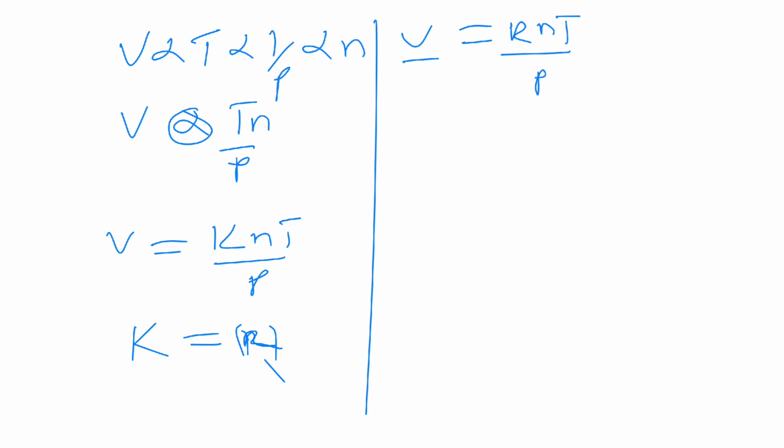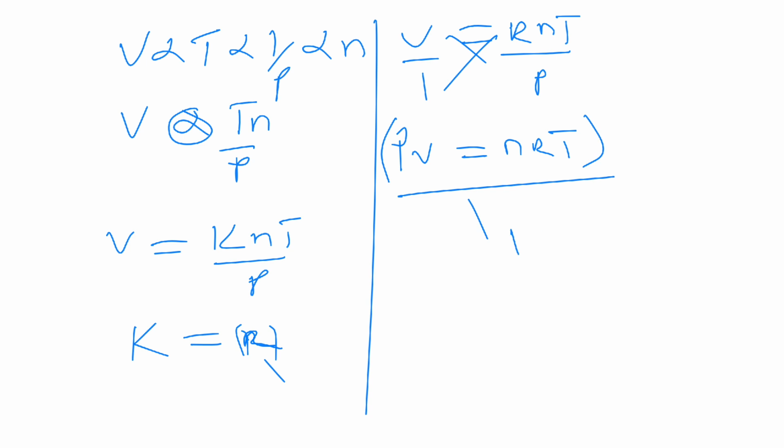So until then, now we have that volume is equal to R nT over P. Finally, we cross multiply in order to make pressure the subject. So it will be pressure times volume is equal to nRT. This is what we call the ideal gas equation. So this is the equation formulated specifically for ideal gases. So all ideal gases obey this law.